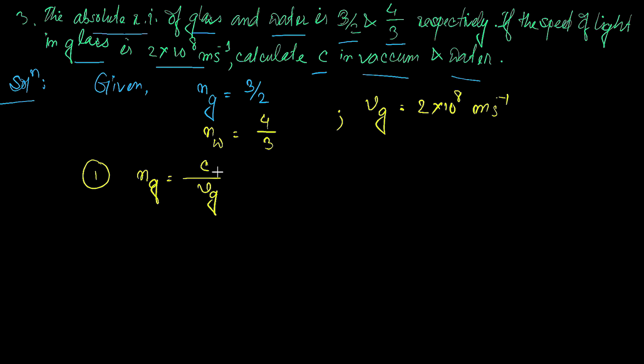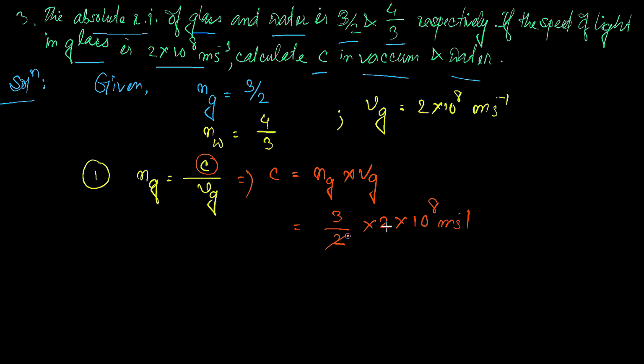So we need to find out the C, right? So what will you do? We will write C equal to Ng into Vg. Simple, right or wrong? We just did some cross multiplication. So put the values down. Ng is given as 3 by 2, into Vg. Vg is given as 2 into 10 to the power 8 meter per second.